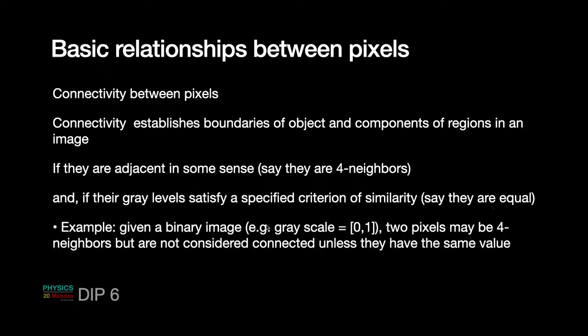For example, in a given binary image, we have two levels, 0 and 1. Two pixels, maybe four neighbors, are not considered connected until they have the same value. So in binary, all the white pixels are connected, all the black are connected, but black and white can be a four neighbor, they can be adjacent to each other, but they are not connected because they do not have the same value.